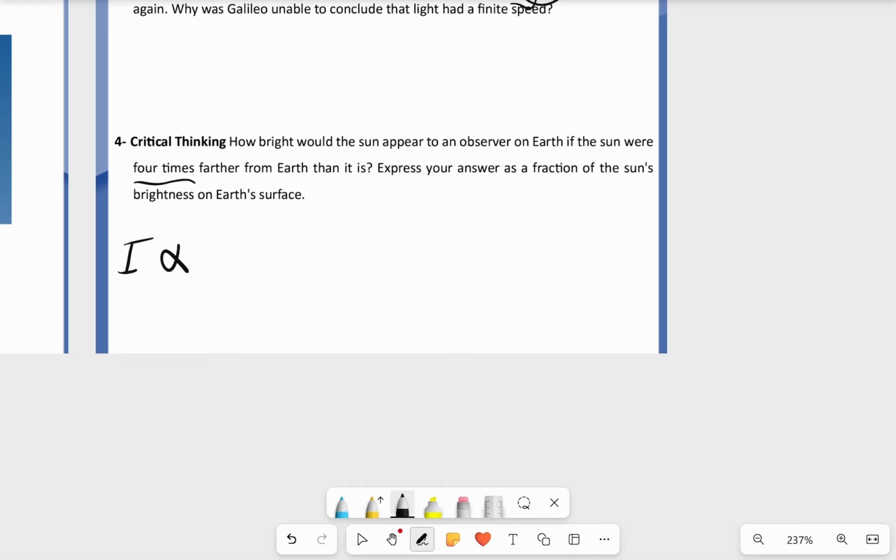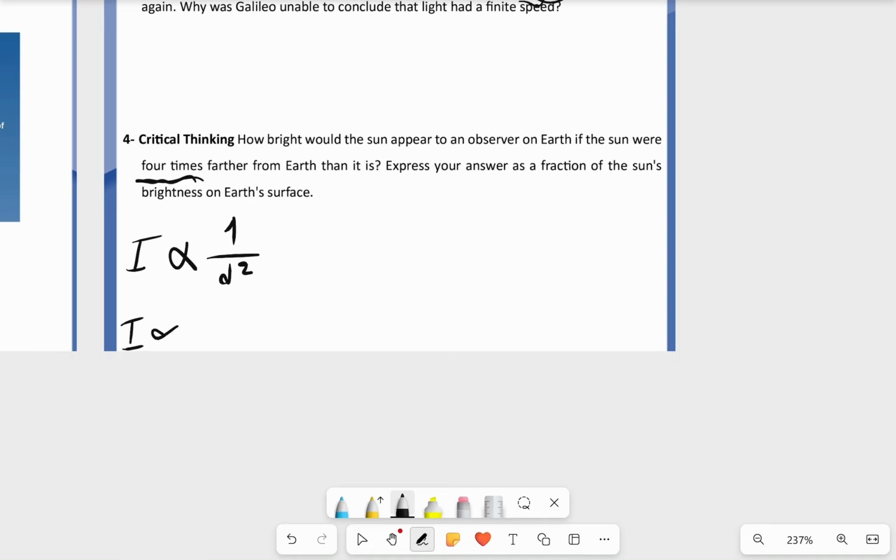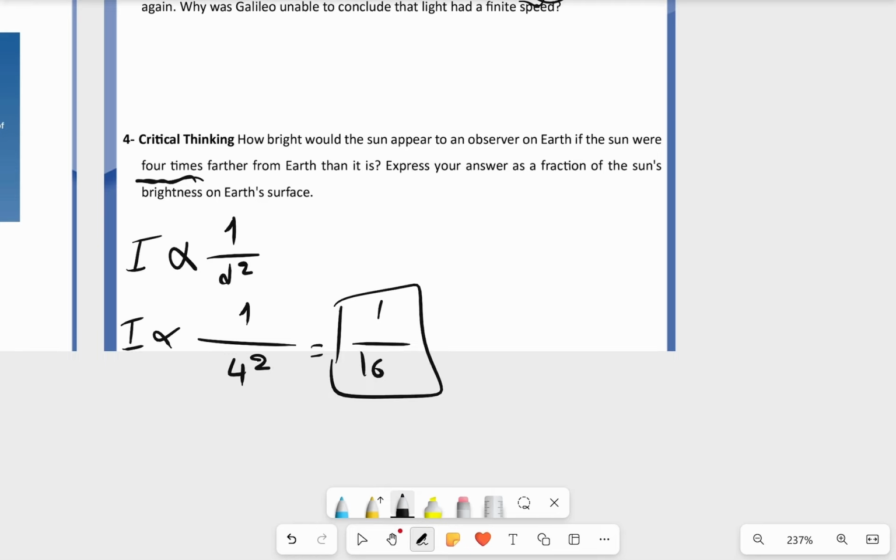Intensity of light is equal to 1 over d squared. We have 4 times, so intensity is equal to 1 over 4 squared. So we have 1 over 16. So this is the fraction of the brightness of the sun.